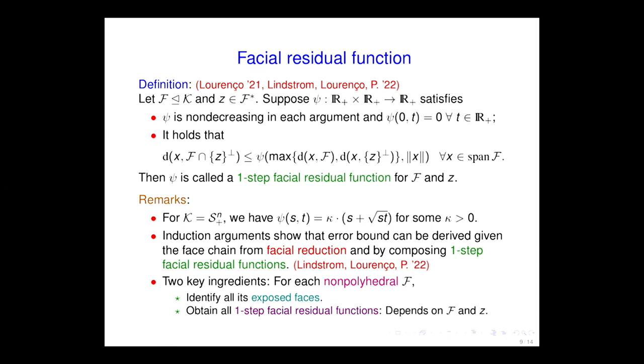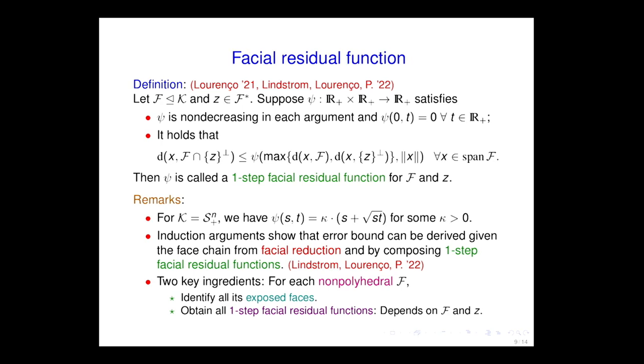So we will go to each non-polyhedral phase. Why don't we care about polyhedral phase? Well, because once we hit a polyhedral phase, we don't do facial reduction anymore. We get Lipschitz error bound, we stop. So we start with a non-polyhedral phase and try to go to the next step, which is we identify all the exposed phases, and then we compute all the corresponding one-step facial residual functions. Okay, a lot of computations. Yeah, and you will see what this computation leads to in the slide that I show the reference.